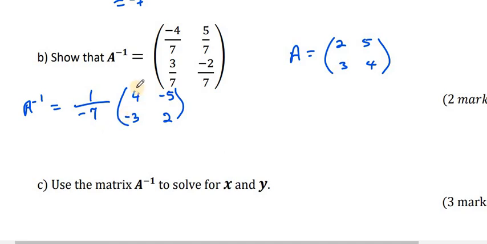However, we can rewrite this as a 2 by 2 matrix by multiplying the constant 1 over negative 7 by each entry. Let's do that. 1 over negative 7 times 4. Well, the 4 replaces the 1 on top, so it's going to be 4 over negative 7. We can put the negative at the side. So that's negative 4 over 7.